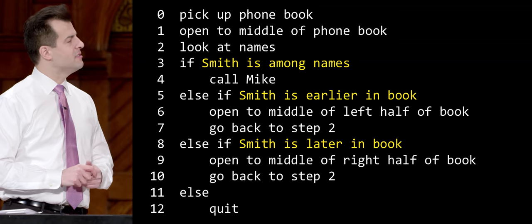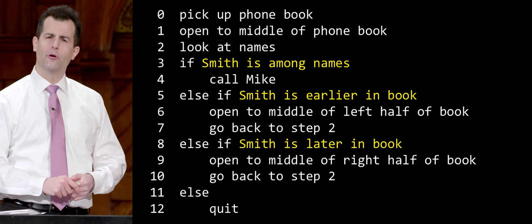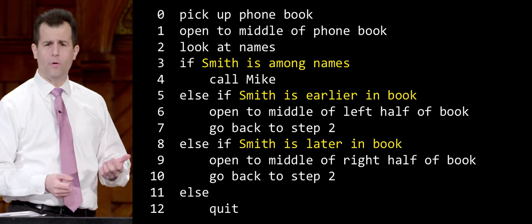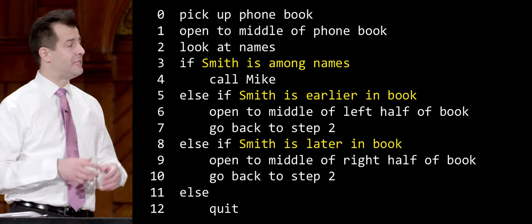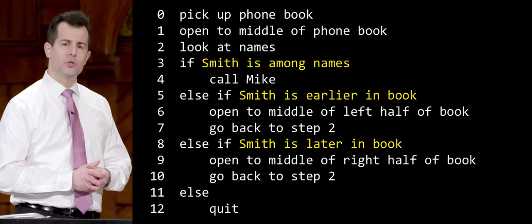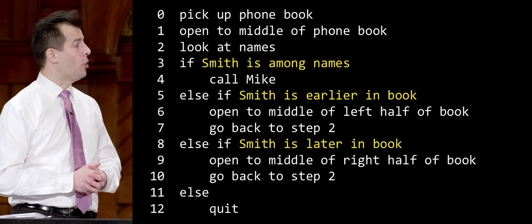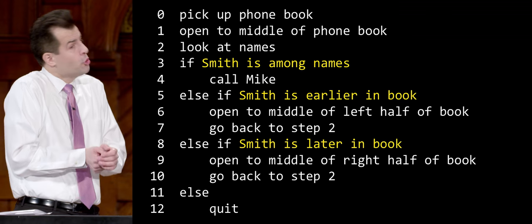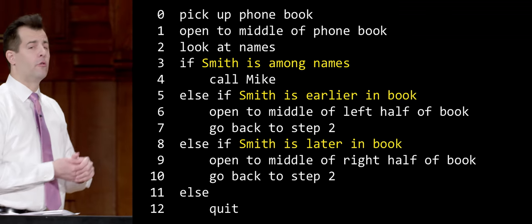These yellow phrases here are kind of like questions. They're either yes, no, or true, false, or one and zero, or any number of other binary terms. But these are questions we're asking, the answer to which is going to be true or false. Smith is among the names, true or false. Smith is earlier in the book, true or false. Smith is later in the book, true or false.